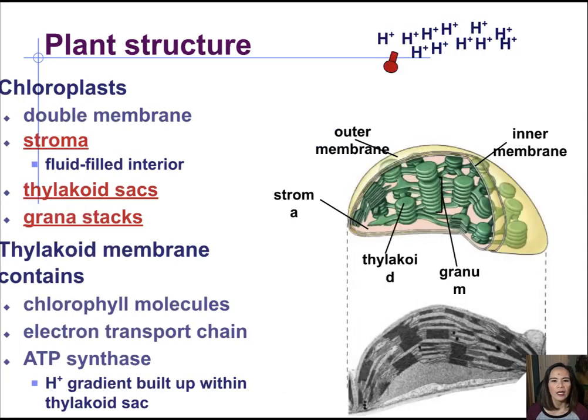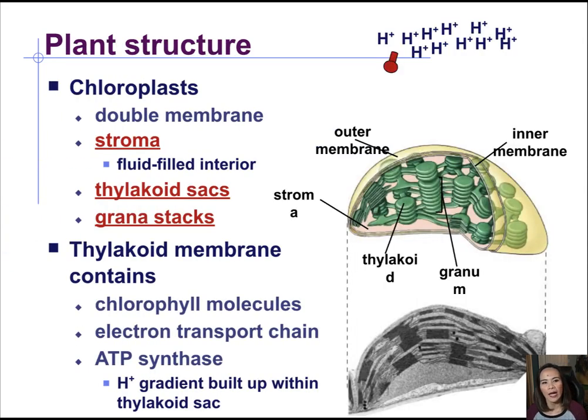So let's take a look at the plant structure where photosynthesis happens. So chloroplast is actually an important ingredient in photosynthesis. And this can be found in the stroma, which is a double membrane, and it has what you call those thylakoid sacs or grana. And these thylakoid membrane contains the chlorophyll molecules. Now, this is important in the electron transport chain and the generation of ATP, wherein the hydrogen atom or H plus gradient build up within the thylakoid sac.